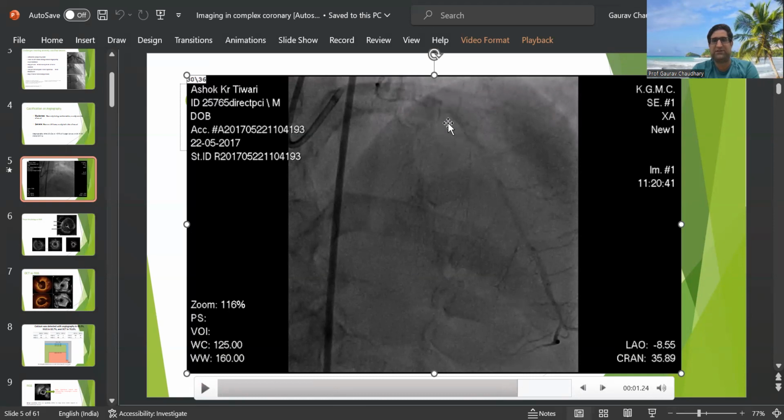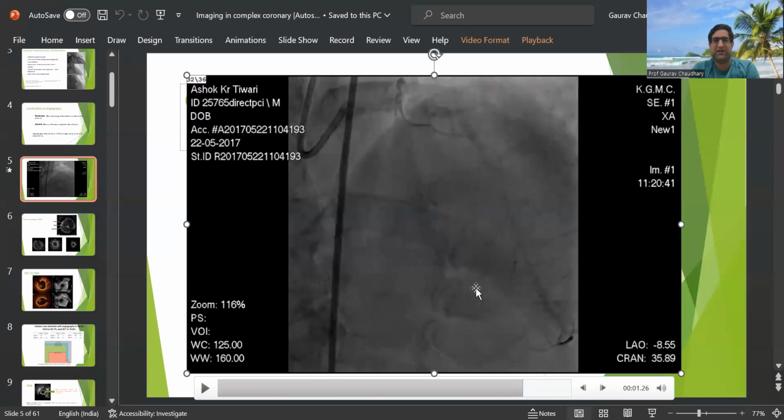You can recognize where the cursor is. So this is how things should come to mind: without any dye, if you are seeing any blackish shadow, it can be calcium. And in CT angio, we see the reverse of it. You see the dye as black and the calcium as white.